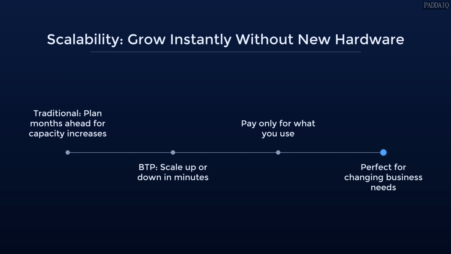Perfect for changing business needs. This means your SAP solutions can automatically adjust their capacity up or down based on real-time demand without you needing to buy or install any physical servers. For instance, an online store can seamlessly handle a sudden holiday sales surge. This elasticity ensures your business remains agile and cost-effective, always matching your operational requirements.